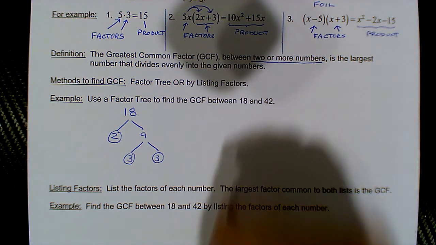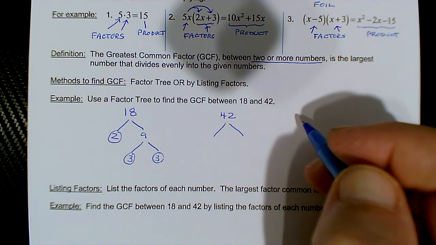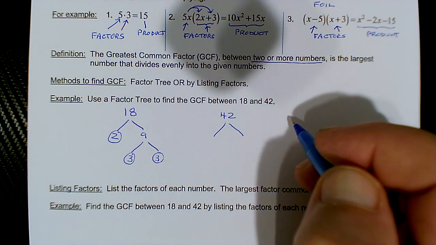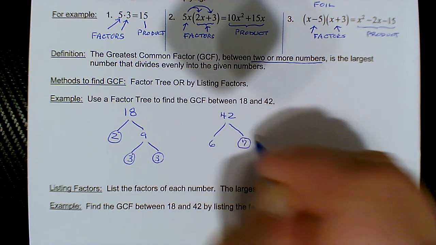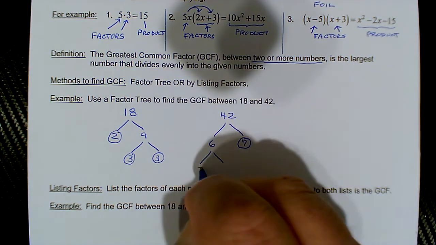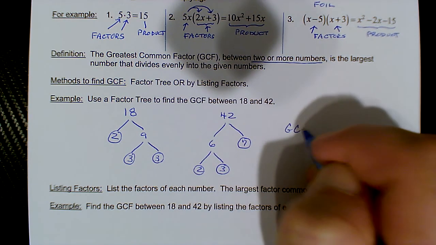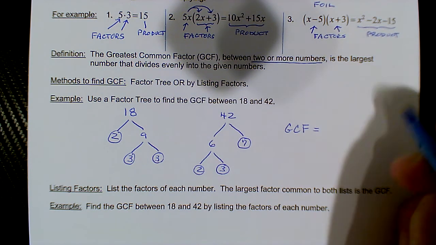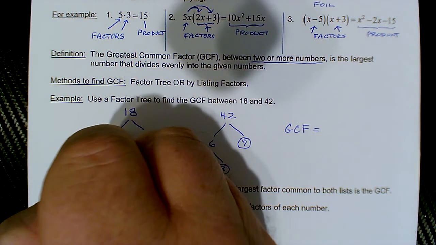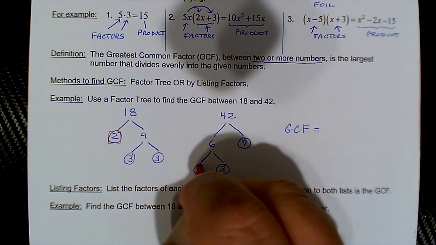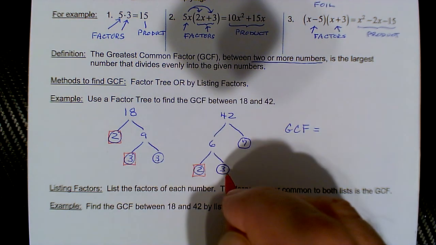And then we could do that for 42 as well. Just pick 2 numbers that multiply to give 42, and it would be 6 and 7, I guess. Now 7 is prime, so we're done with that, but 6 can be broken down to be 2 times 3. So then the greatest common factor is going to be the product of all the common factors between the two numbers. So the 2 is common in the prime factorization, and 1 factor of 3 is common.